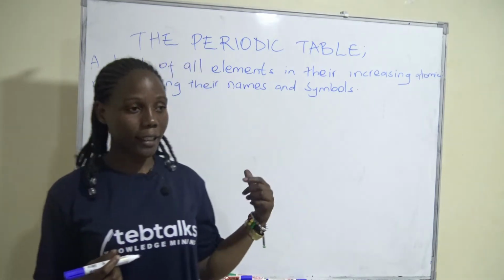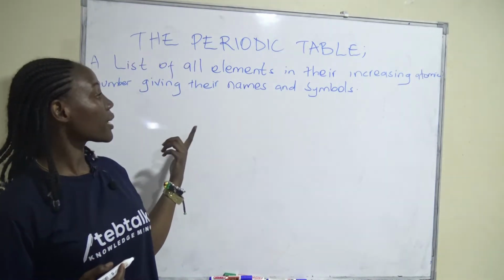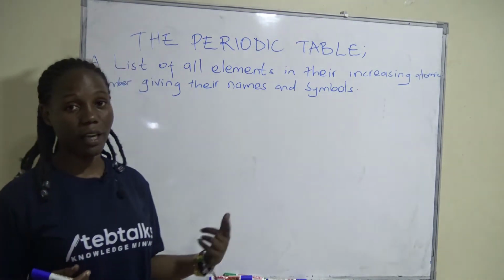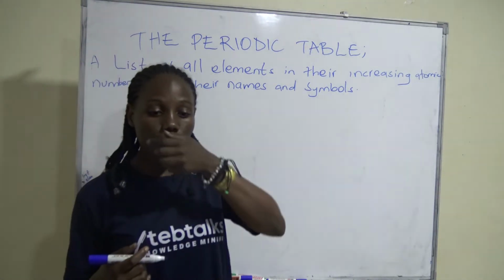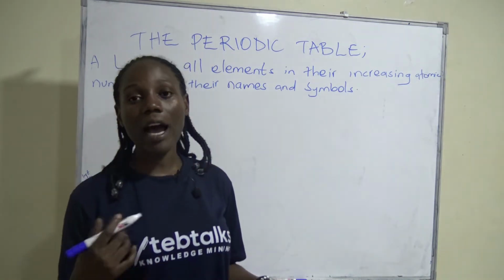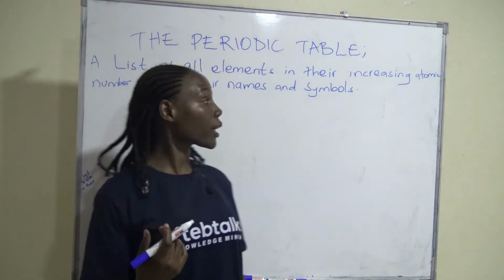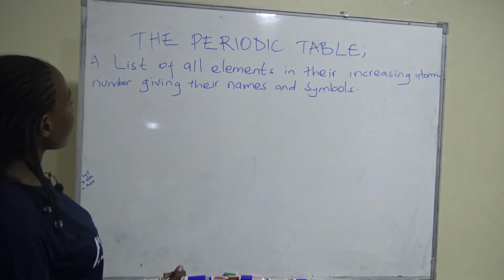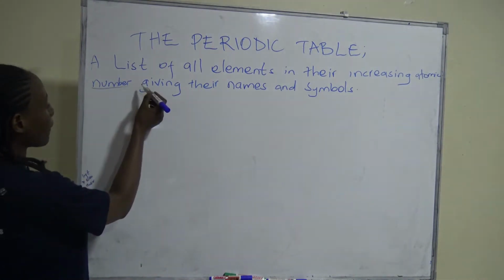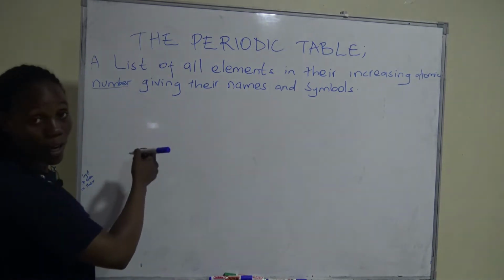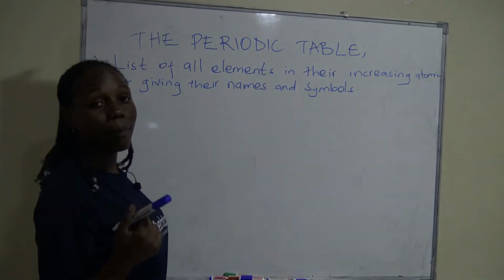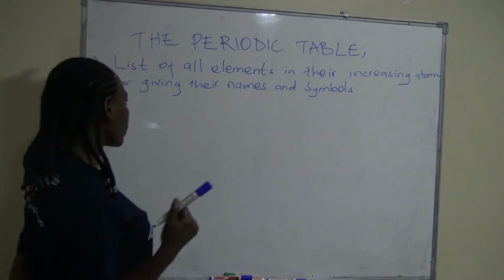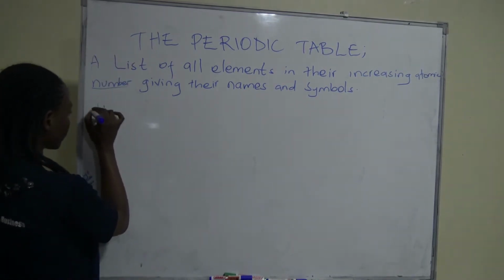So after knowing that the periodic table is a list of all elements in their increasing atomic number, giving their names and symbols, what do we follow by? What do we mean when we say atomic numbers? Atomic number is defined as the number of protons in the nucleus of an atom of an element.